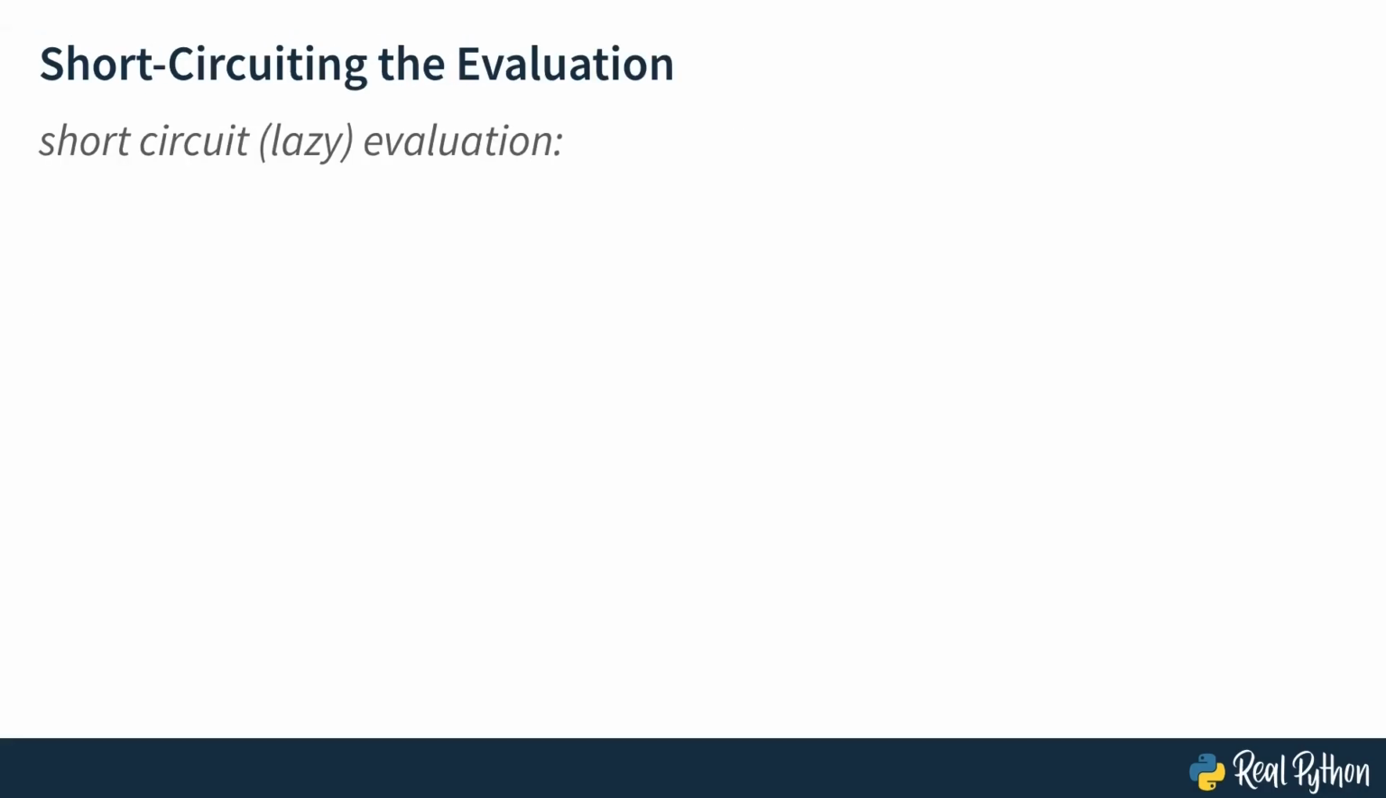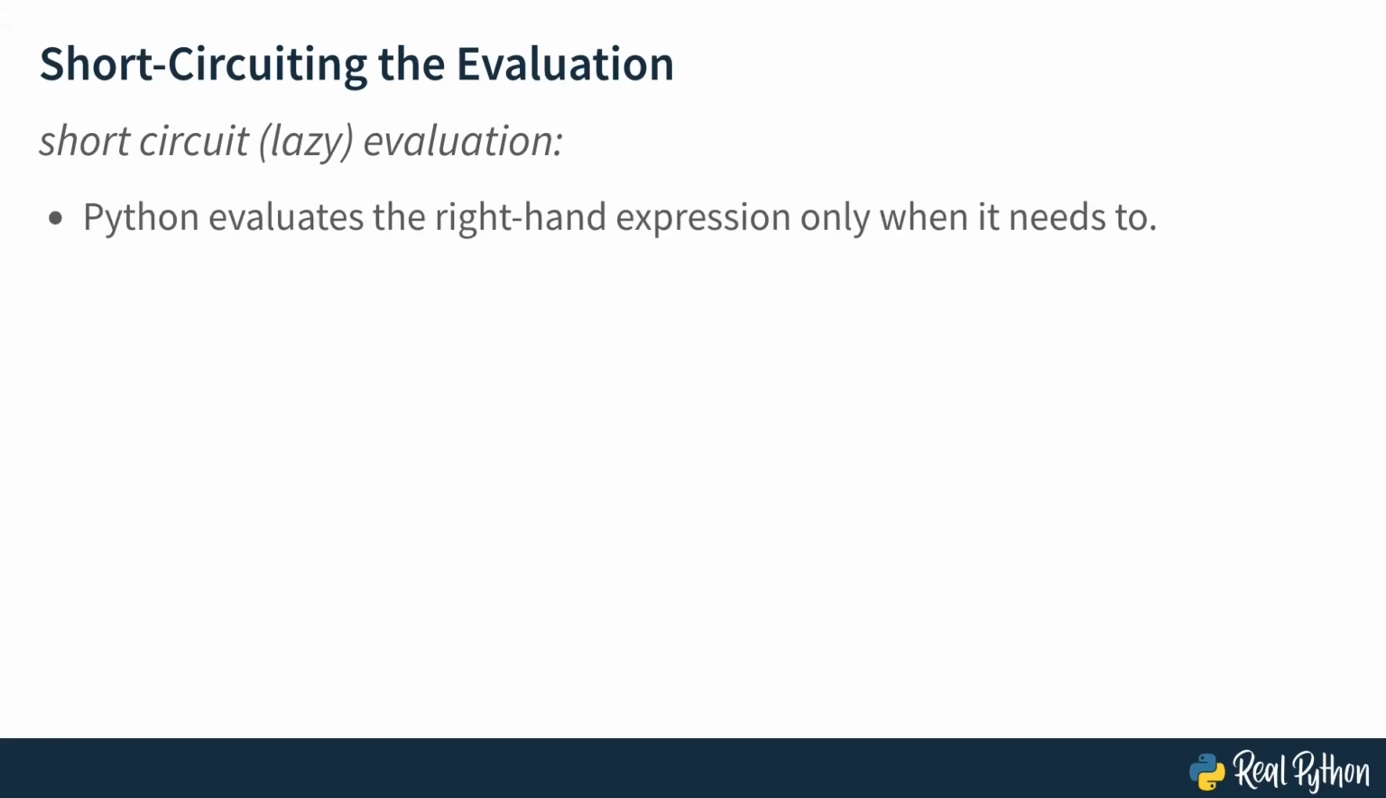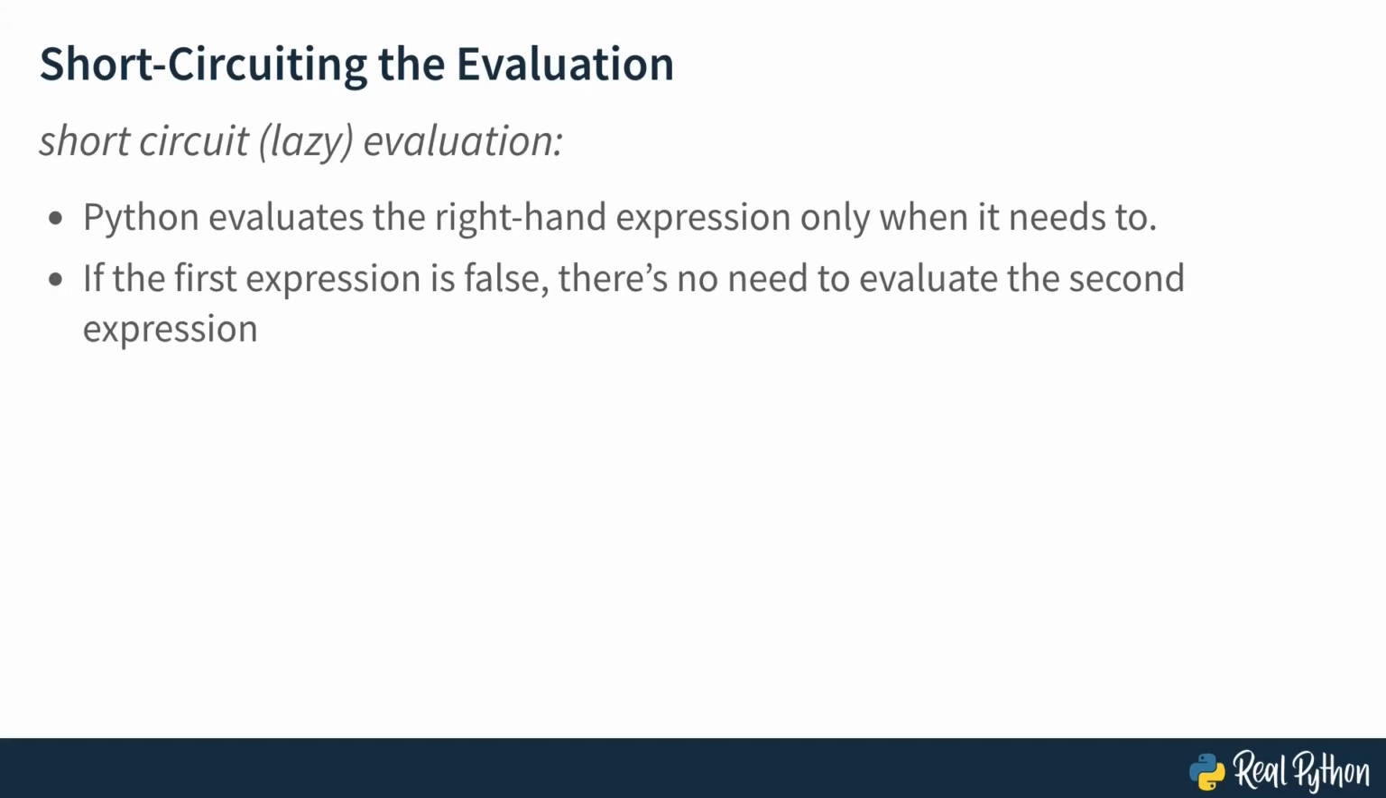Short-circuit evaluation, sometimes called lazy evaluation, takes advantage of something you learned in a previous lesson. Remember that sometimes you never even have to evaluate the second operand of an and operation. And Python knows that too. If the first expression is false, the result of the entire operation is false. There's no need to evaluate the second expression. And this is what Python does. Since often that second expression isn't evaluated, this can speed up your program execution.